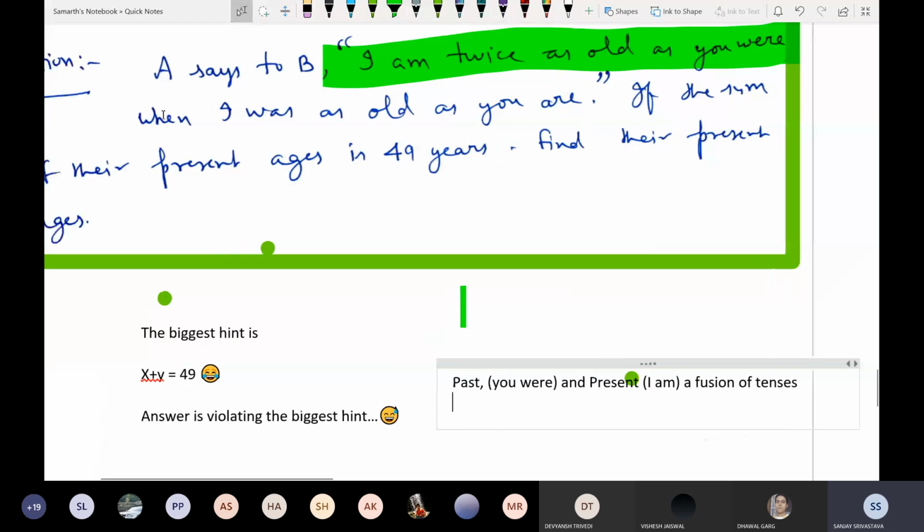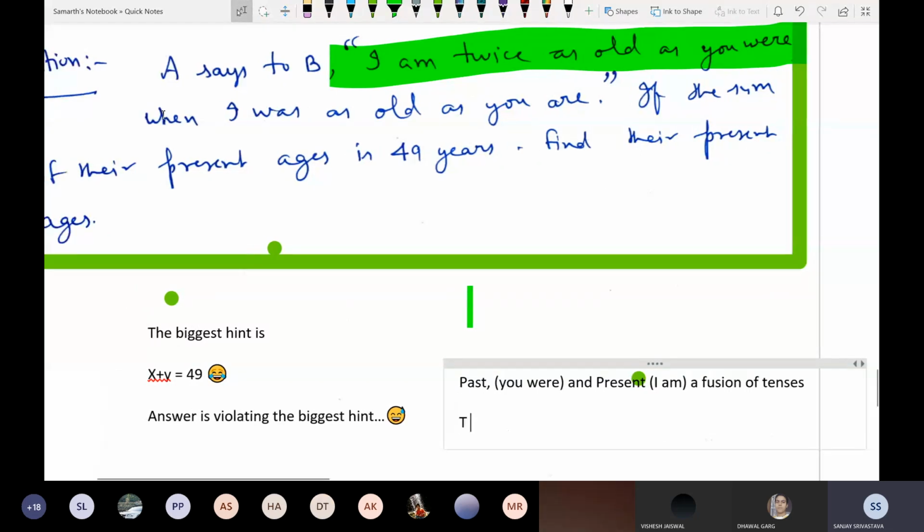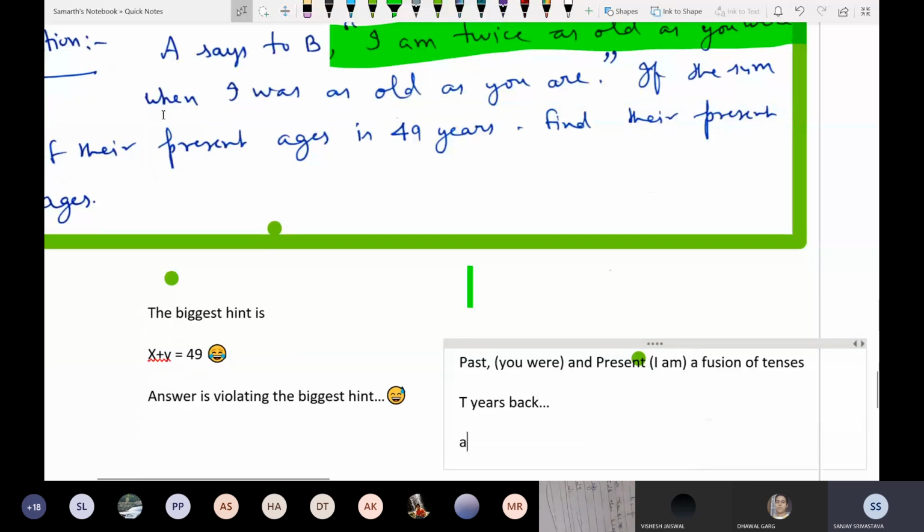So T years back, what will be the ages of A and B? If the present age of A is X years and the present age of B is Y years, what will be the ages T years back? A was X minus T and B was Y minus T, T years back. Now go through the question once again.